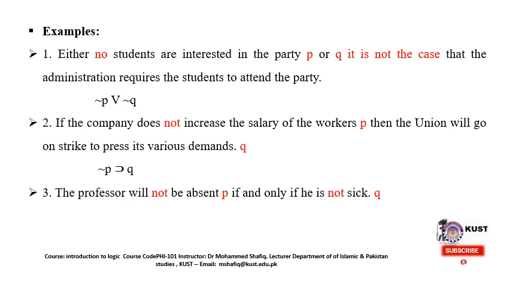curl or tilde P. And the second proposition says, then the union will go on strike to press its various demands. So this proposition is symbolically presented with the letter Q. And the horseshoe between these two symbols is the conditional statement, or the hypothetical statement. So if not P, then Q. If the company does not increase the salary of workers, then the union will go on strike. So if not P, then Q.